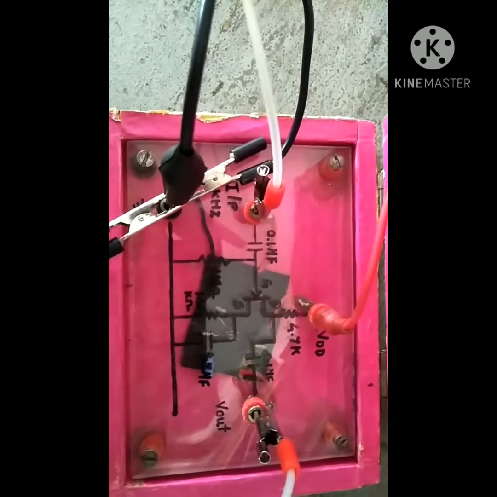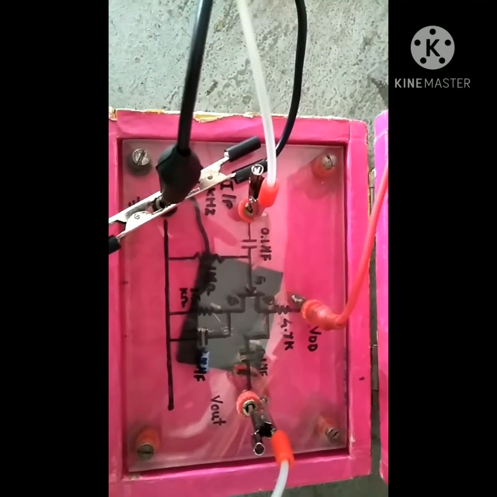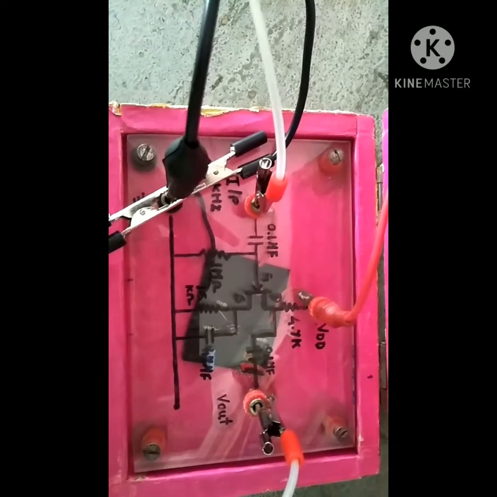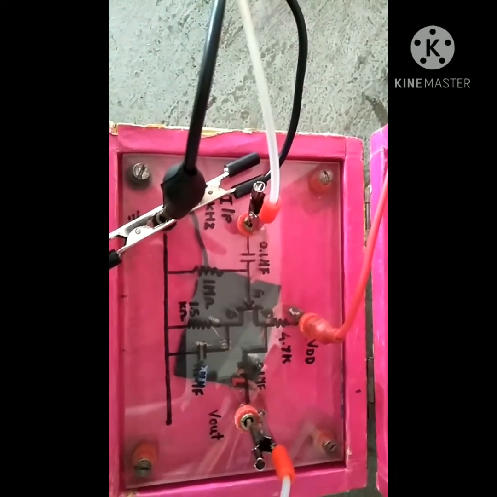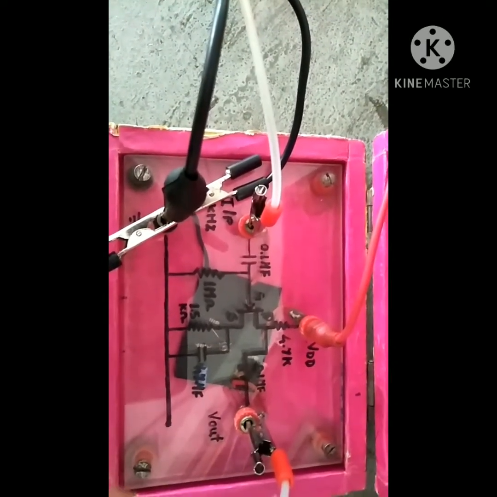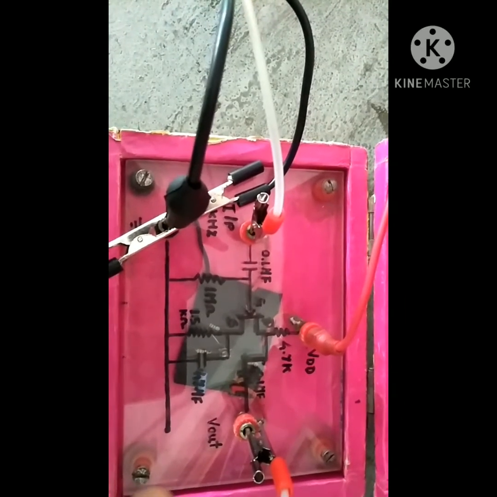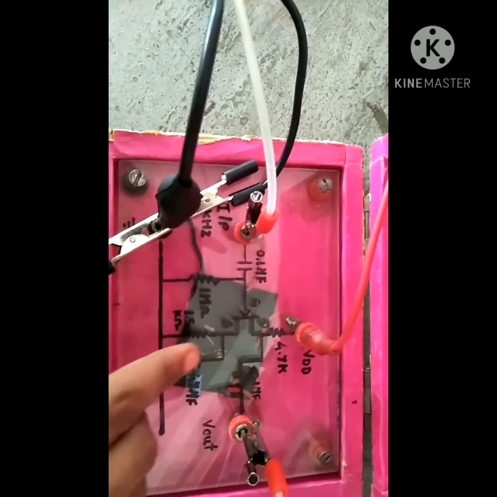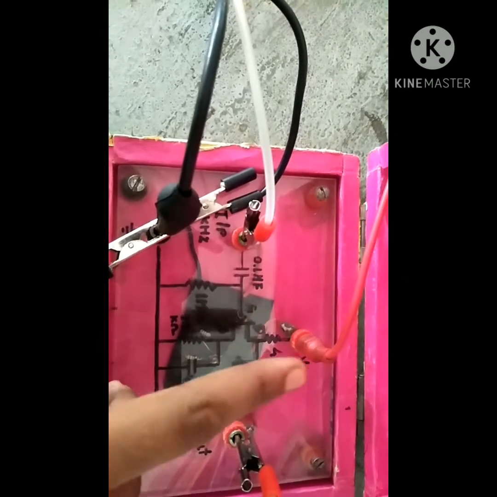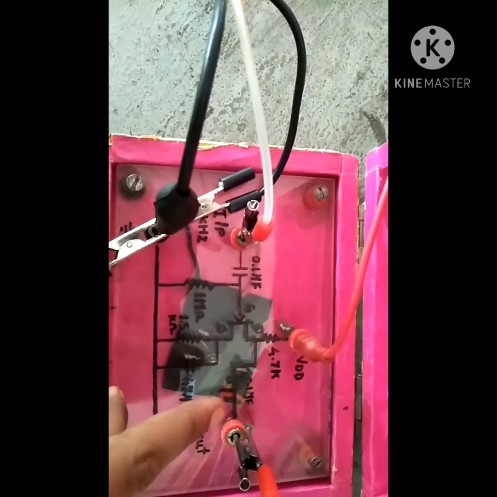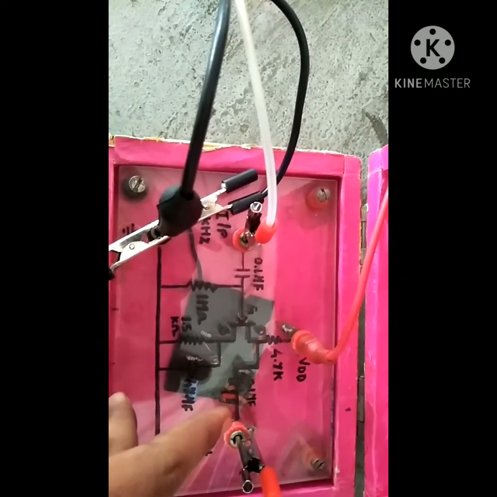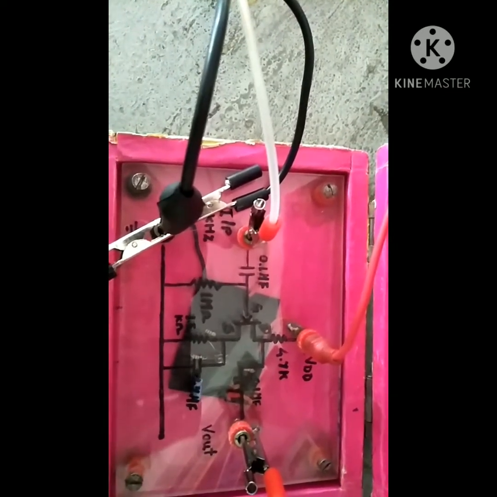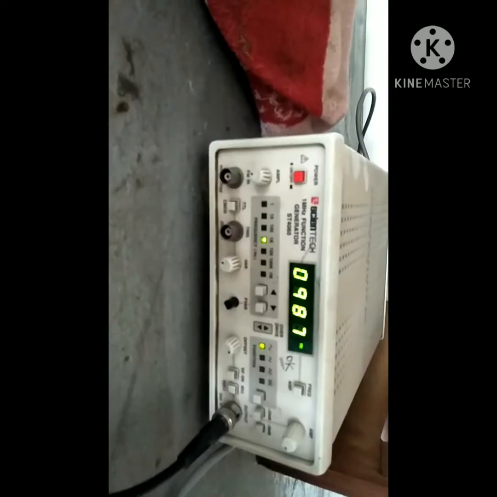The components used in this practical are the function generator and this kit. In this kit we use the capacitor, resistor, field effect transistor, that means FET, and power supply. After that we get the output at the CRO. First we will see the function generator.